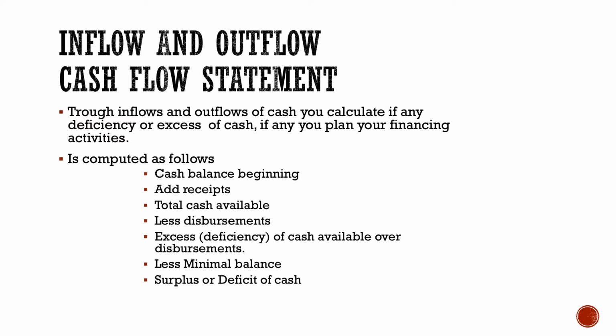Adding the receipts to the cash balance, you get the total cash available. You diminish the disbursements, or your outflows or expenses payments, and you get the excess, or if it's negative, the deficiency of cash available over disbursement. You deduct the minimal balance, because remember, you cannot have zero in a bank account, and that's the way you compute your surplus or deficit of cash.